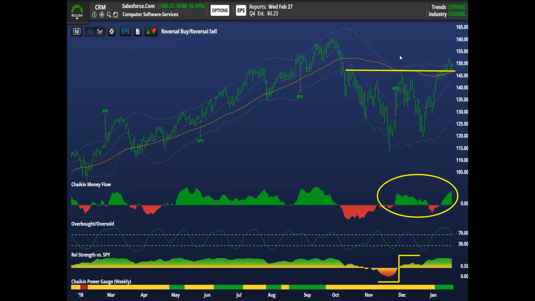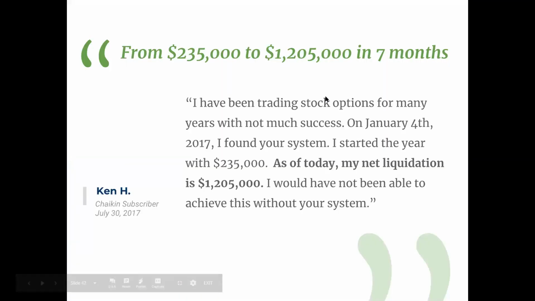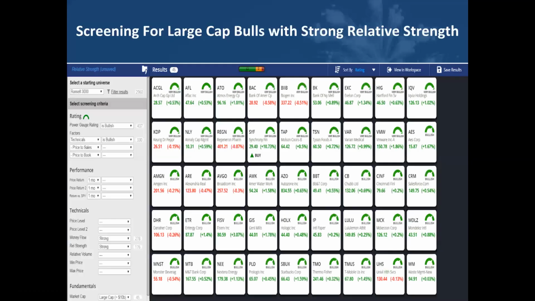Remember what I said earlier. Stocks that have held up the best on a relative basis are likely to be your leaders when the market bottoms. Look at this relative performance. The tools you need to get you into and out of the right stocks at the right time. It's why Ken H was able to turn a $235,000 account into $1.2 million in 7 months. Never would have been able to achieve this without your system.